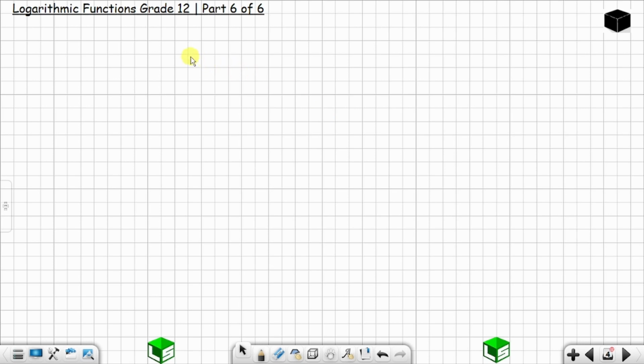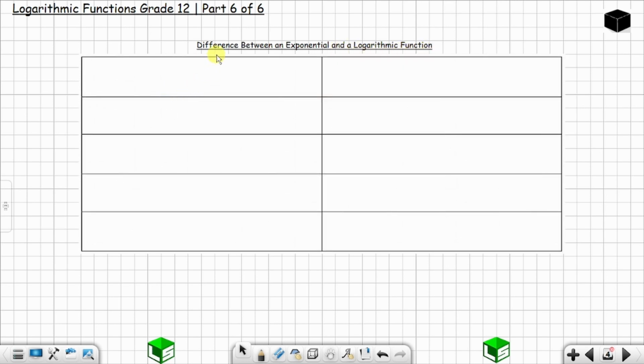Finally, we are going to look at the difference between an exponential and a logarithmic function. We are going to tabulate the difference between an exponential and a logarithmic function. So you have an exponential function and a logarithmic function. Let's tabulate the difference between the two. So an exponential graph will always have the y-intercept. Always, an exponential graph will always have the y-intercept.